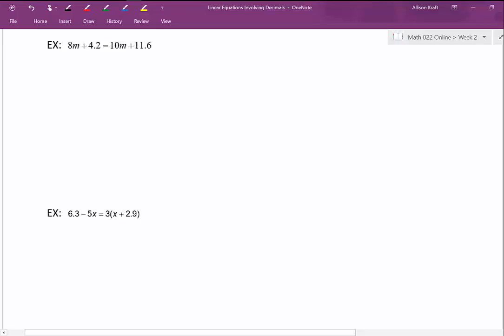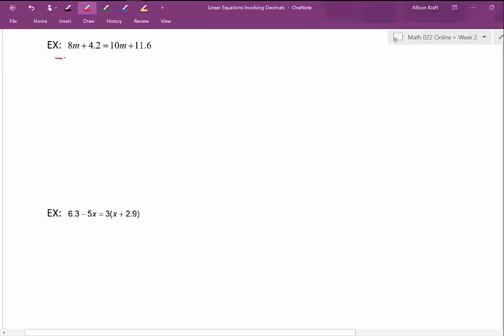In this next example, again, we do not have parentheses or fractions to eliminate. There are no like terms to combine on either side of our equal sign. We want to get all of our variable terms on one side of the equation, all of our constant terms on the opposite side of the equation. In this problem, we have both variable terms and constant terms on either side of the equation, so we have the option of choosing which side to move the variable terms to. I'm going to move the variable term with the smaller coefficient. I'm going to move the 8m.